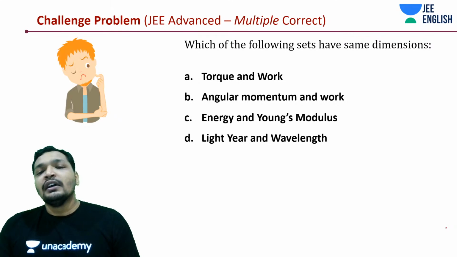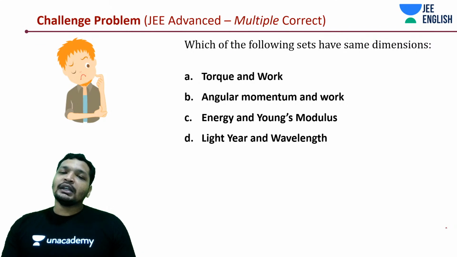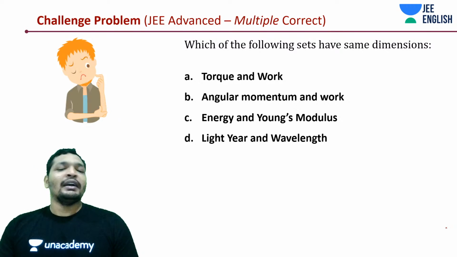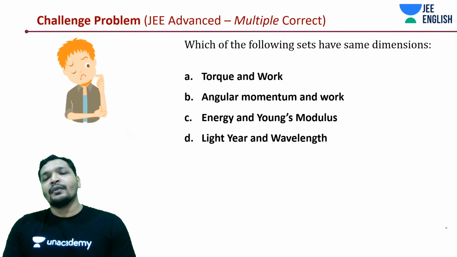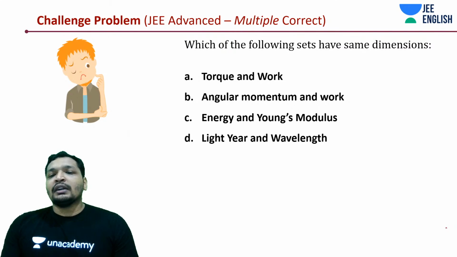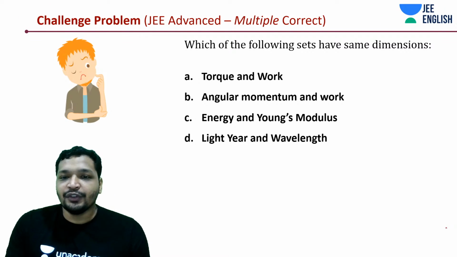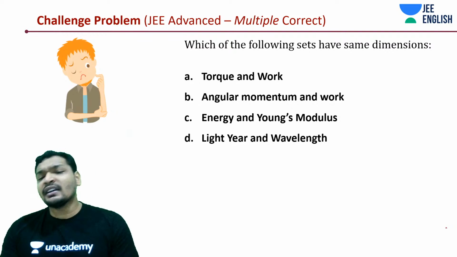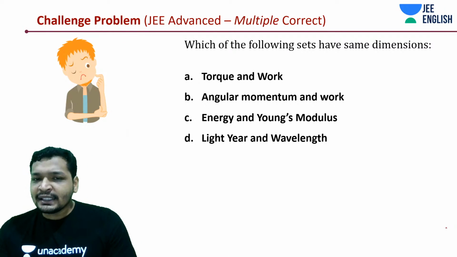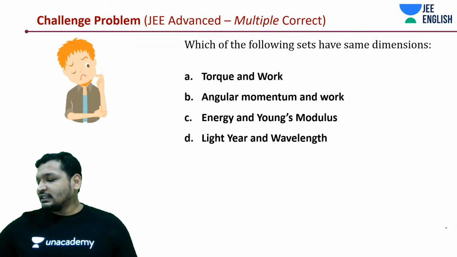So now let's do the next question. Which of the following sets have the same dimensions? Torque and work, angular momentum and work, energy and Young's modulus. We just discussed Young's modulus. Do you think energy and Young's modulus have the same dimension? What about torque and work? What about angular momentum and work? Of course, you know angular momentum and work are not the same thing. And what about light year and wavelength? Any guesses? See, questions are this simple. All you should have done is known the formulas or some form of relationship between them.